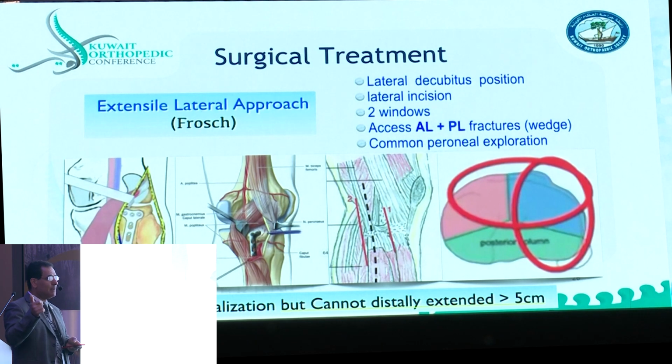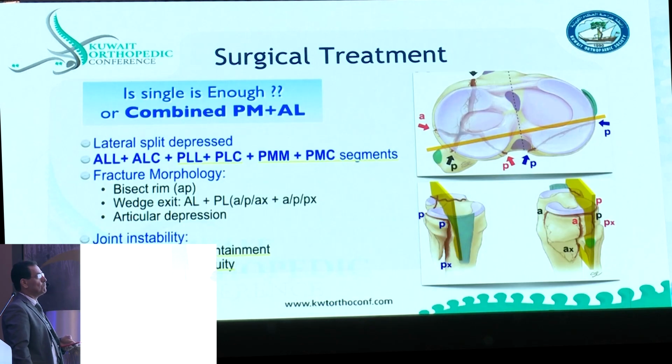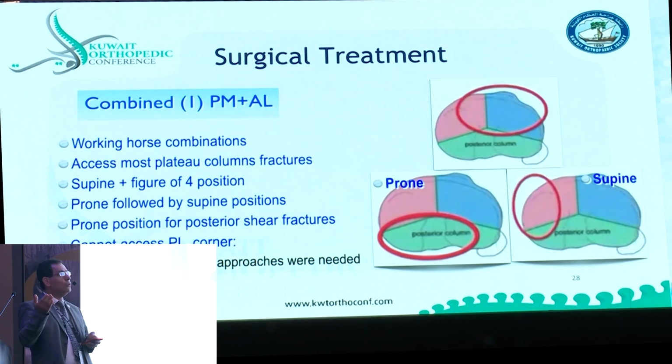Proper visualization, but also the problem with this approach is that it cannot extend distally more than 5 centimeters, and this means it is not good for extension of fracture to the metaphysis of the tibia. In this situation, it is more complex. You have anterolateral fragment, posterolateral fragment, and at the same time posteromedial fragment. A single approach is not enough. Usually we need to do a combined approach to access posteromedial and anterolateral at the same time. And also we can do it either prone or supine.